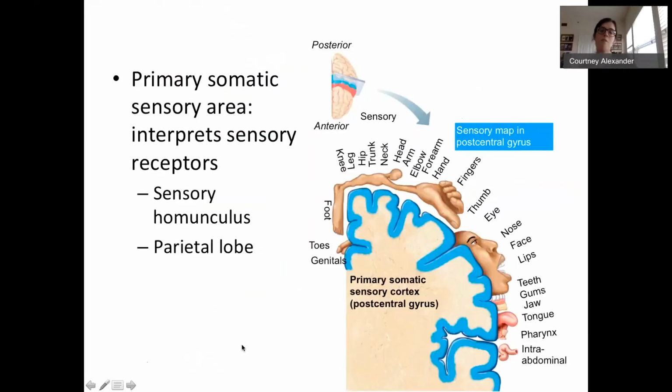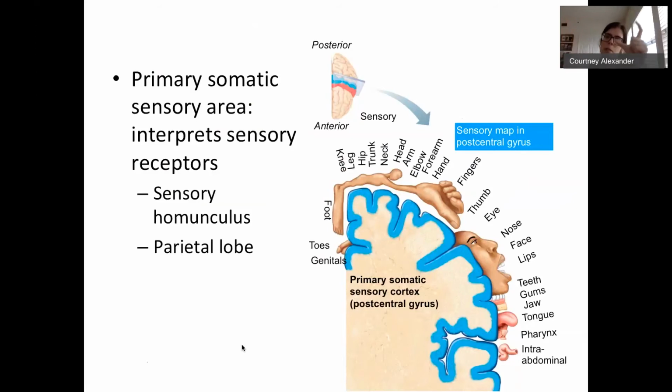So let's talk about some of the functions associated with different regions of our cerebral hemispheres. And again, the majority of the functions are here. Starting in our parietal lobe up on the top, we have an area called the primary somatic sensory area. This is where we interpret sensory information that we get from our body. And we create something called a sensory homunculus, which is a sensory map in this postcentral gyrus. What that means is different regions of our body will send their sensory information to a very specific spot in that primary somatic sensory area.